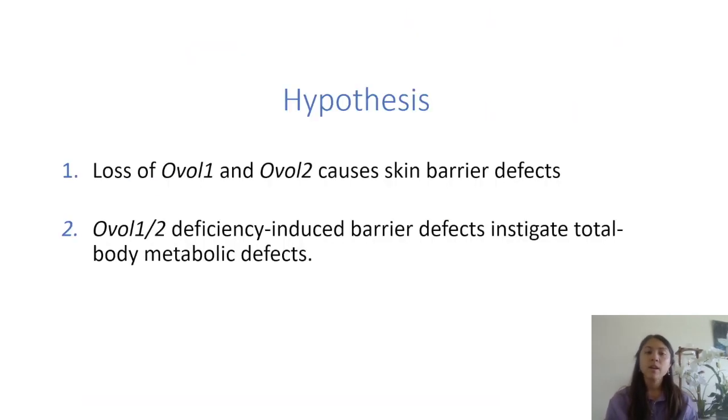And so what's interesting here is these mice appear to be burning more carbohydrate stores compared to the control mice. And so overall, what I think is happening is that when you lose OVL1 and OVL2, this causes skin barrier defects. And because of these barrier defects, these mice are now having total body defects or metabolic defects throughout the body.